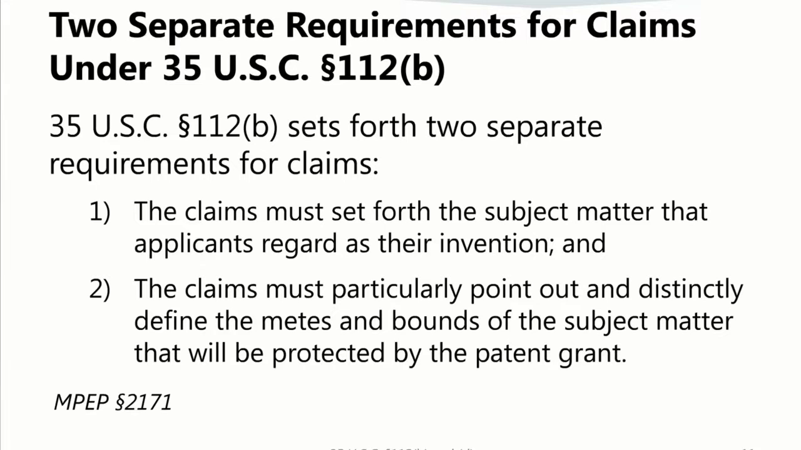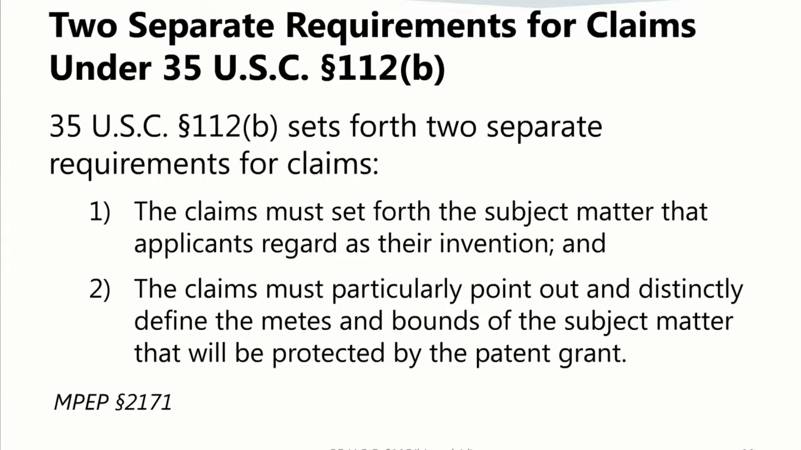There are 2 separate requirements in 112B. The first requirement is that the claims must set forth the subject matter that applicants regard as their invention. This is a subjective requirement, and rejections under 112B are rarely made on this basis. A rejection based on the failure to satisfy this requirement is appropriate only where applicant has stated, somewhere other than in the application as filed, that the invention is something different from what is defined by the claims.